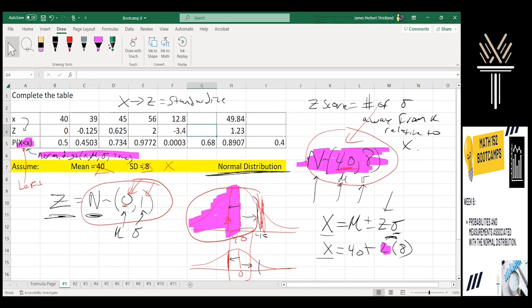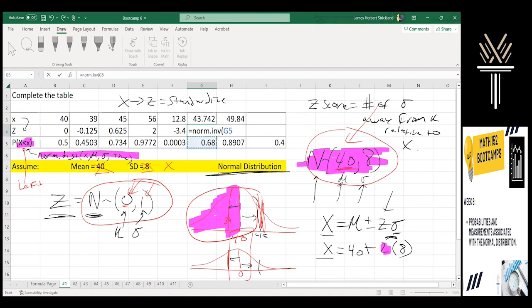But for now, to go backwards, let's start with the observation. NORM.INV of our probability, 0.68 in this case. You can click on it or type it, doesn't matter. And for the X world, its mean was 40 and its deviation was 8. And that's the measurement of X. For the Z world, NORM.INV.